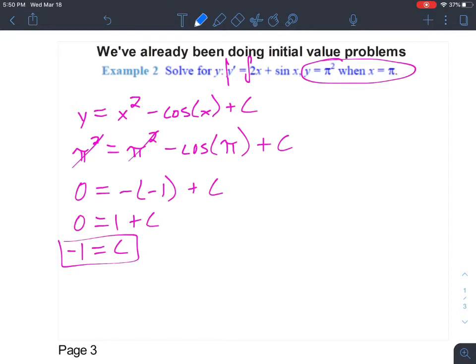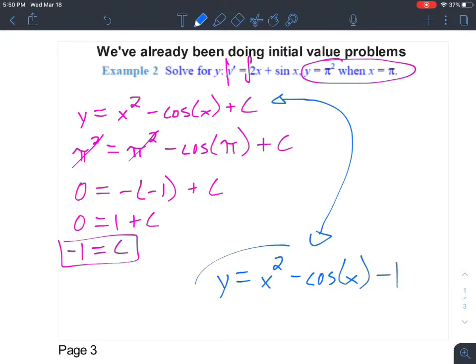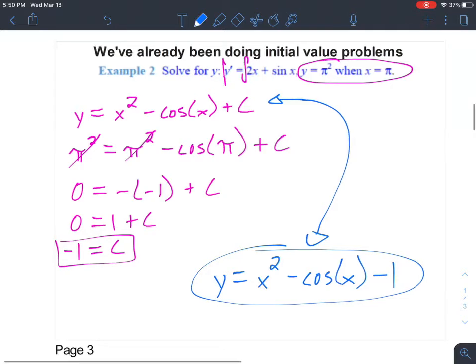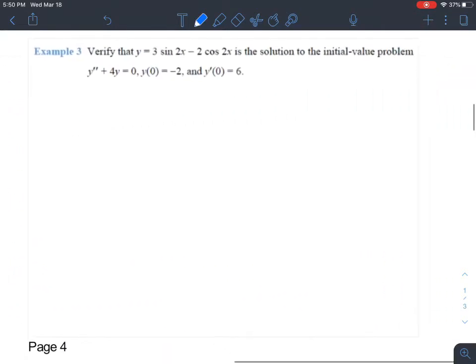Remember that the last thing that we are supposed to do, the point of an initial value problem, is that we're actually finding an equation for y. So we're going to come back up to this part right here, and we are going to rewrite it as y equals x squared minus cosine of x, and our c value was negative 1. And that's our answer.